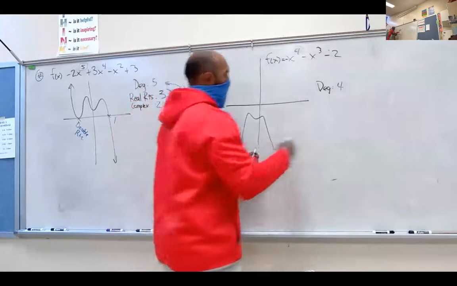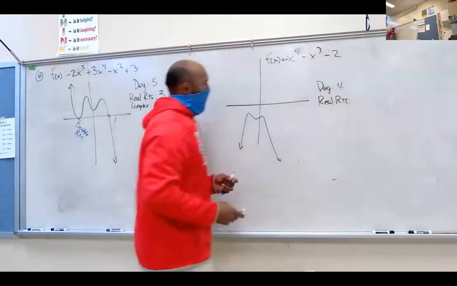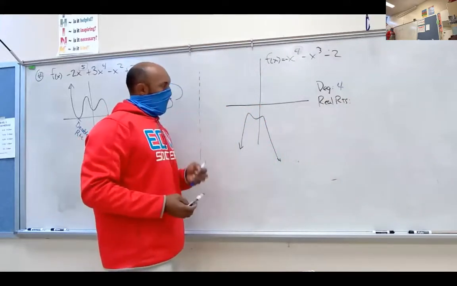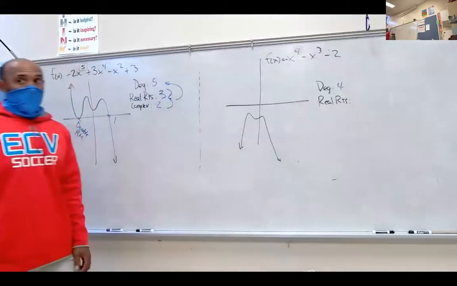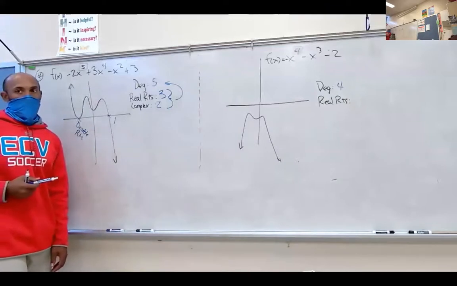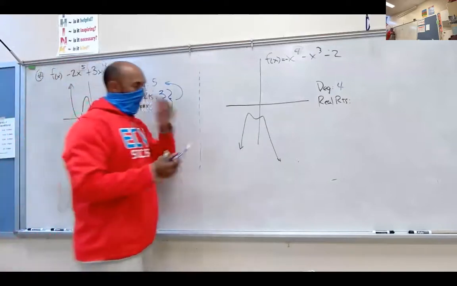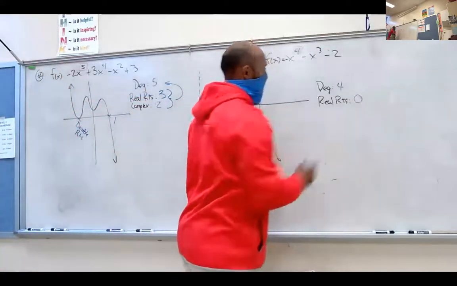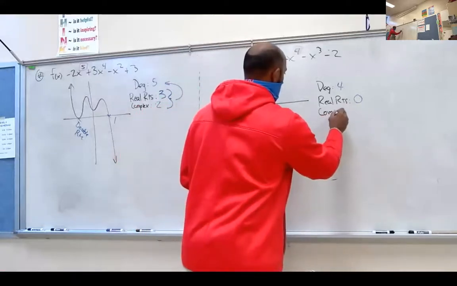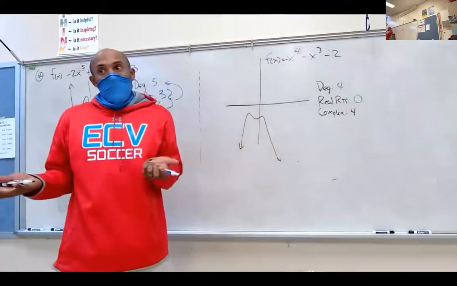How many real roots? 2. How do you know? Because it's going down, it's just 1. Okay, remember, real roots are where it touches the x-axis. So how many are over there? 0. There's none. Right, so that means there's 0 real roots. That leaves us with how many complex roots? 4. So basically, once you find your real roots, whatever's left over, that's how many complex you have.